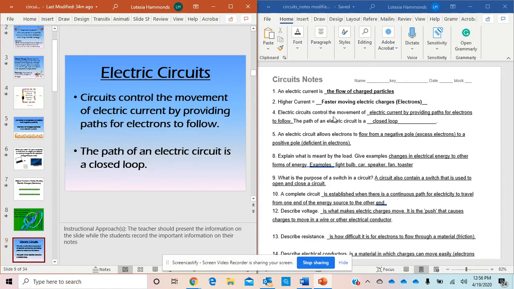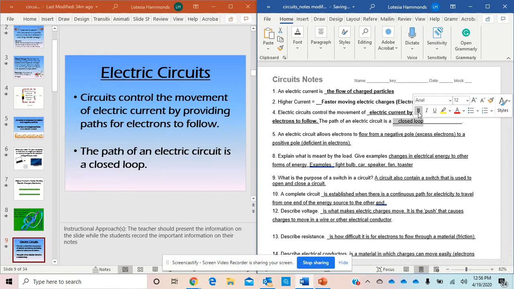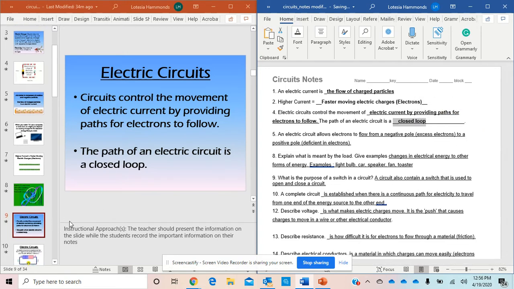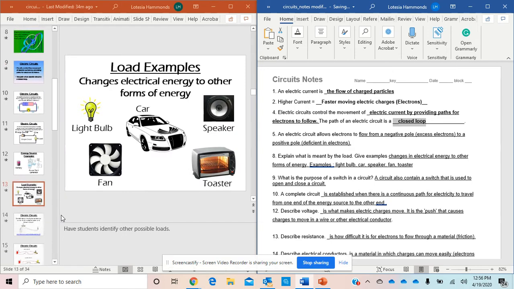Looking at question four, electric circuits control the movement of the electric current by providing a path for electrons to follow. I'm going to bold this portion out so that it's easier for you to see. And the path of the electric circuit is a closed loop. We'll look a little bit more at what a closed and open loop looks like and how it affects the movement of the electrical charges.